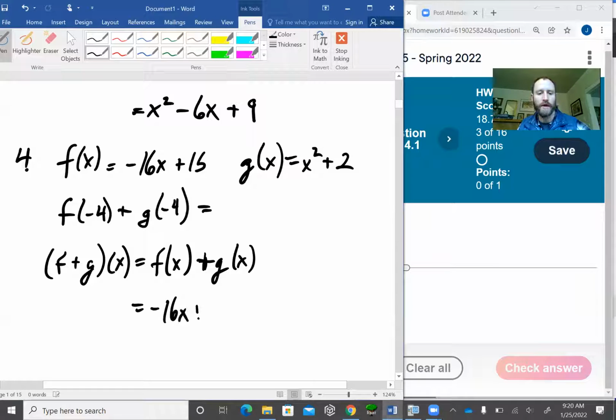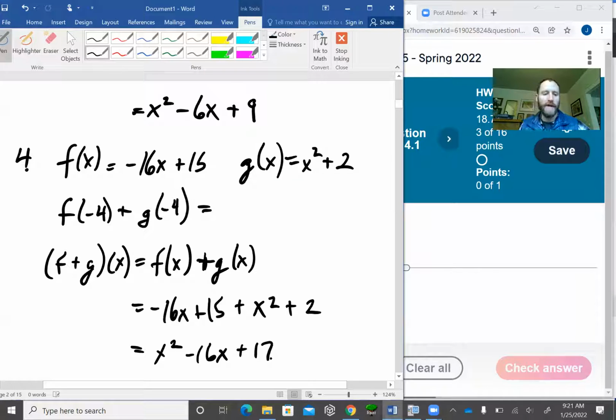So I take the formula for f, -16x plus 15. I add the formula for g to that, x squared plus 2. I just collect like terms, so that gives me x squared minus 16x, right? Those I just carry down. Plus 15 plus 2 is plus 17. Okay, so that's one way to do it, right? So this would be f plus g of x.